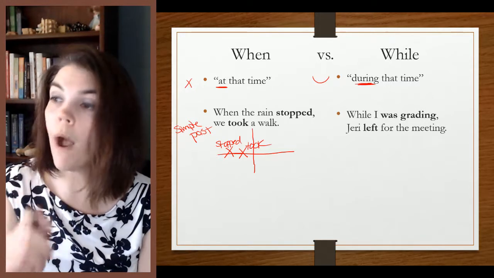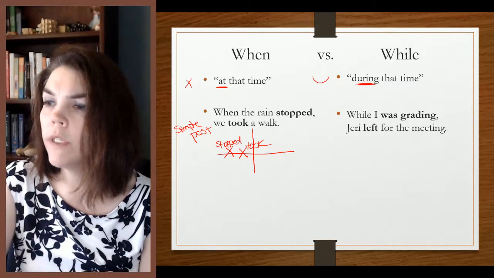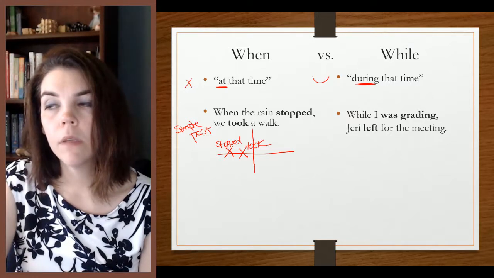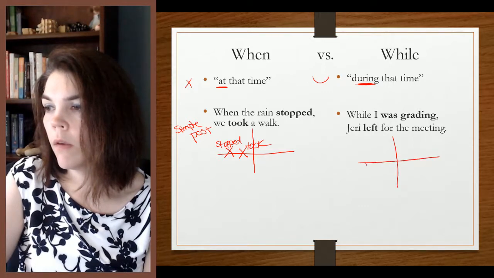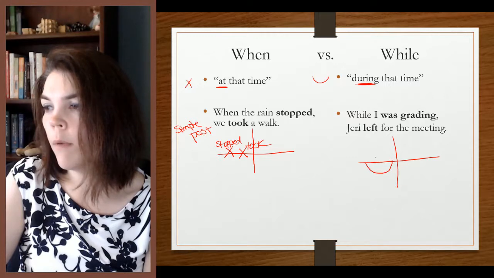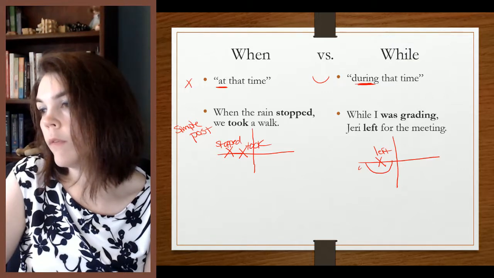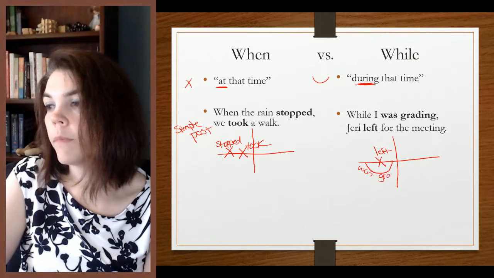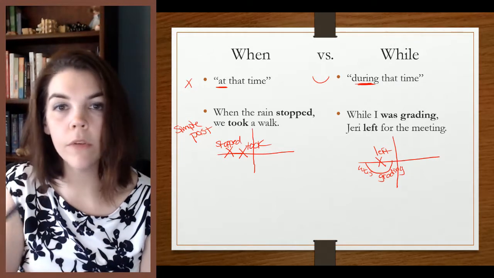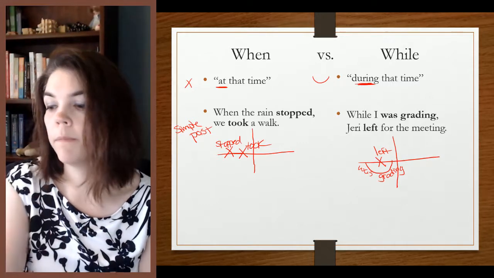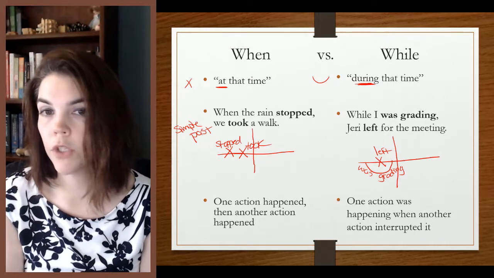On the other hand, while I was grading, Jerry left for the meeting. So what does this make us think? So I'll graph it out for you here. It makes us think grading over a period of time, and while I was doing that, she left. And this was grading. Okay, so it's this idea that something was going on and something interrupted it. Okay, so there's my description of these, how these are used.